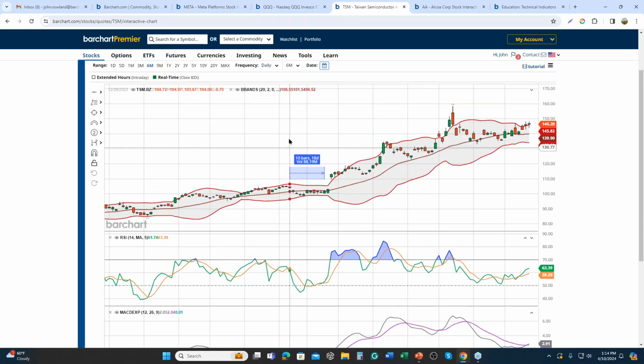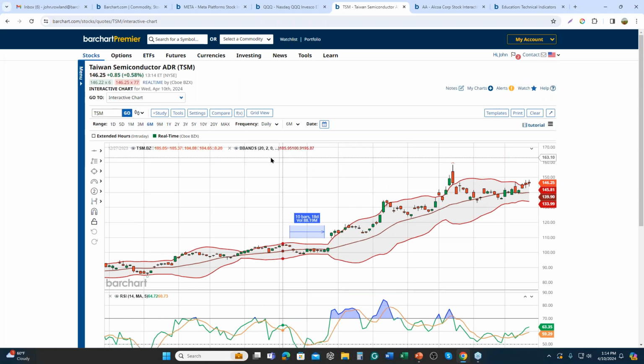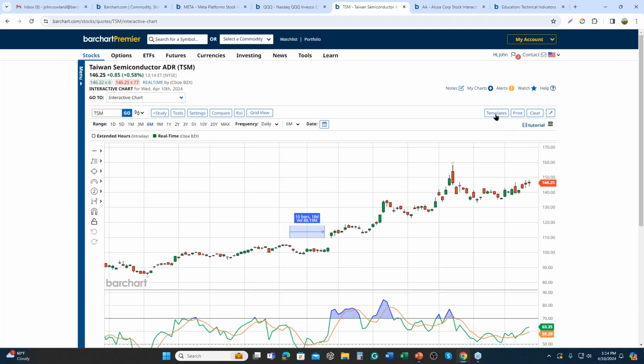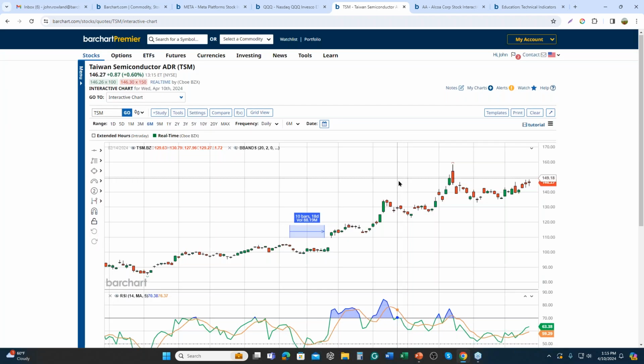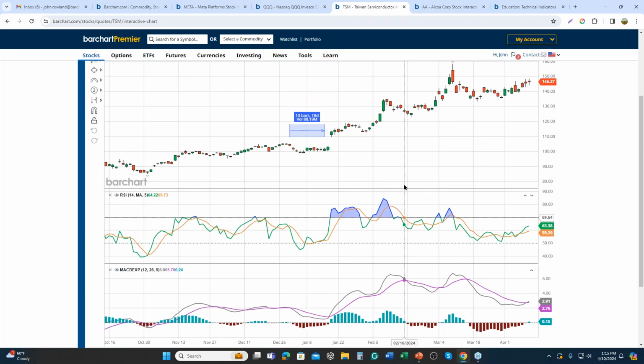So here's Taiwan Semiconductor, and let me just start here first. Let me turn this off for a second. So I've gone into templates again, bar chart templates, and we have one that's called MACD and RSI, and that is what I've uploaded here for Taiwan Semiconductor. And if you're familiar with these two technical analysis tools, they talk about being overbought, or that crossovers on the MACD can give you buy and sell signals.